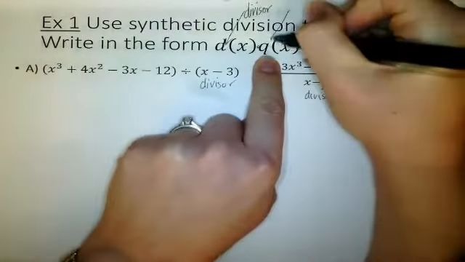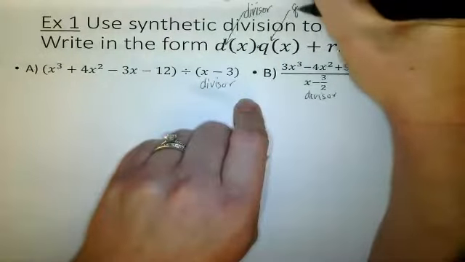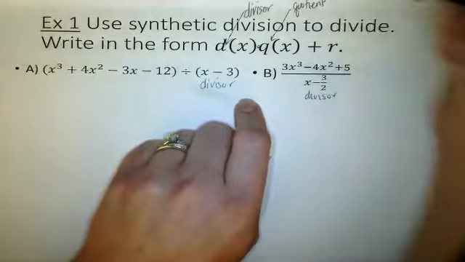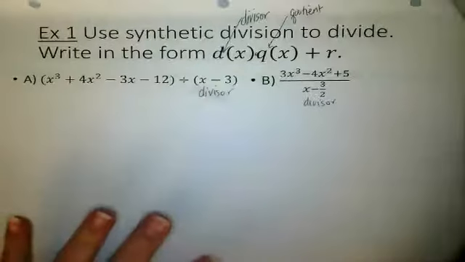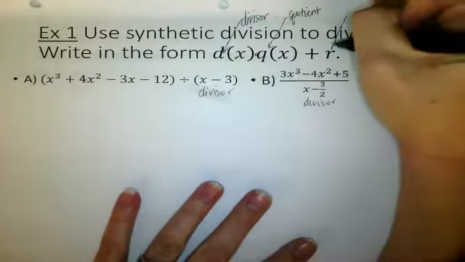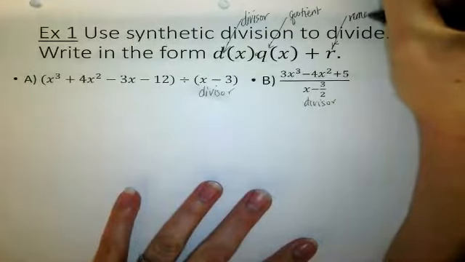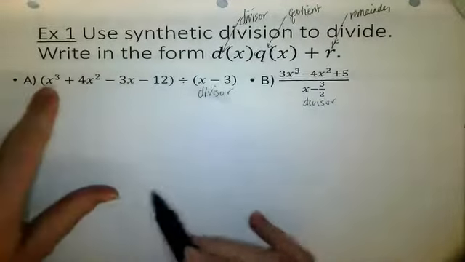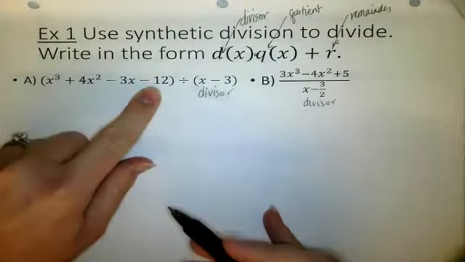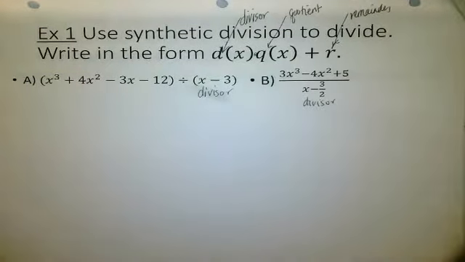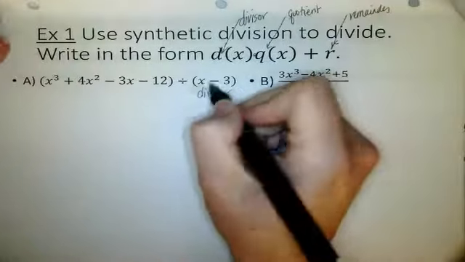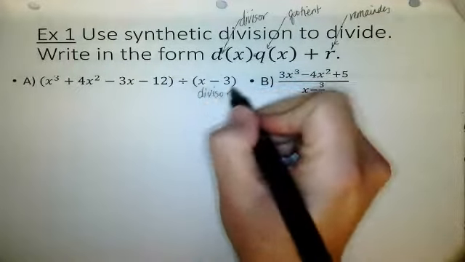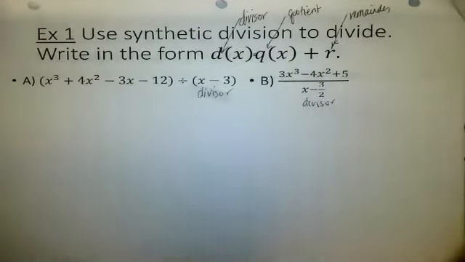Q, what do you think Q stands for? Quotient, very good. Quotient is the answer that we're going to get to our division. And then R for remainder. And I'm really doing this just so you know those words, right? The thing that we originally started with is the dividend, the thing we're dividing into. All right. So right now, when I look at the divisor here, we're dividing by x minus 3.